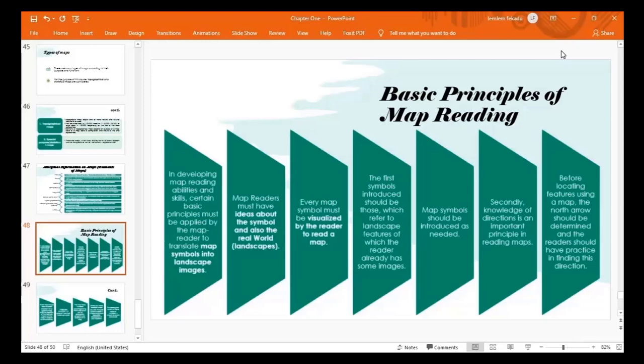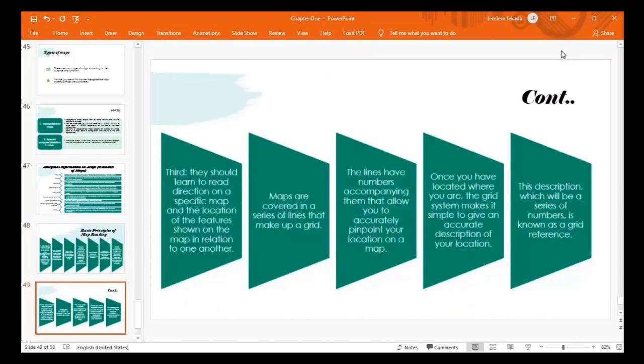Secondly, knowledge of direction is an important principle in reading a map before locating features, that is, man-made features as well as natural features on a map. The north arrow should be determined and the reader should have practice in finding this direction. The reader learns to read directions on a specific map and the location of the features shown on the map in relation to one another.